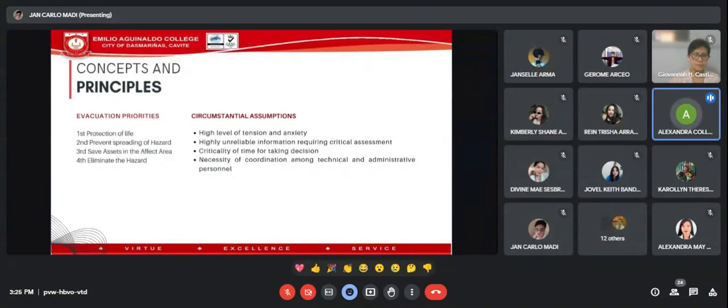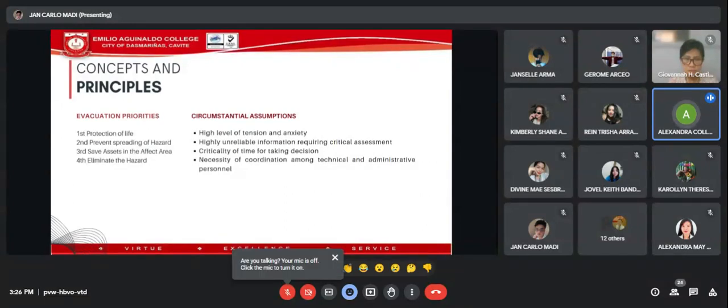Ito po, if I'm not mistaken, ito pong evacuation priority principles ay fina-follow po ata to sa India or Japan po. Basically, meron po tayong four different priorities when it comes to mock drills na dapat ini-incorporate sa rescuers as well as sa mga civilians. So, ang priorities na to are as follows, yung protection of life.